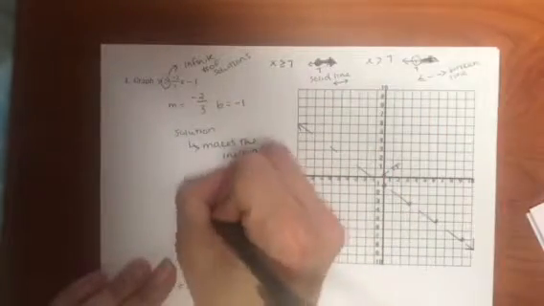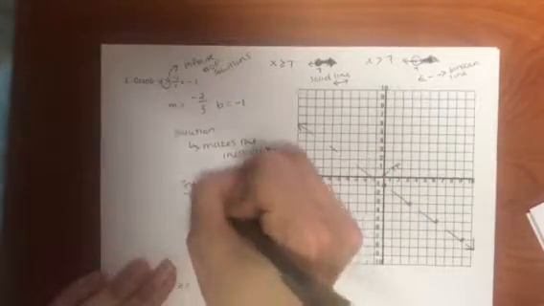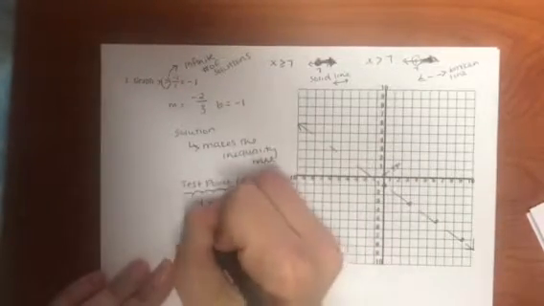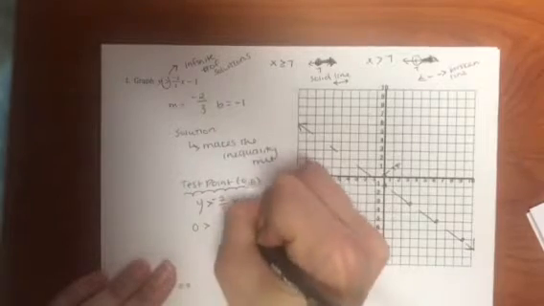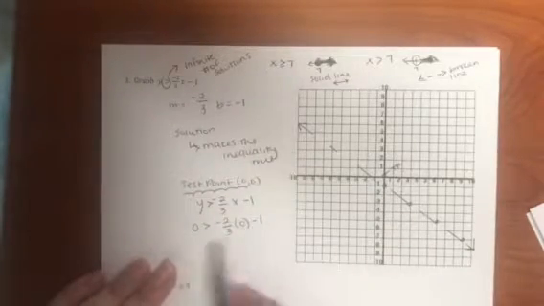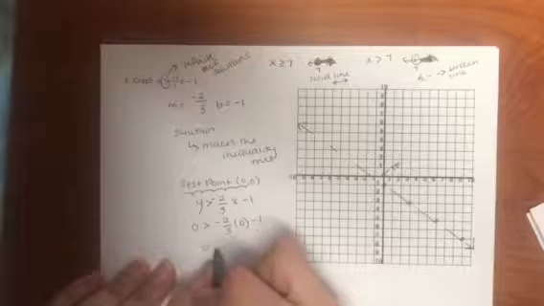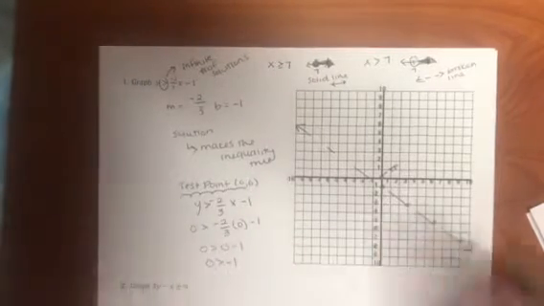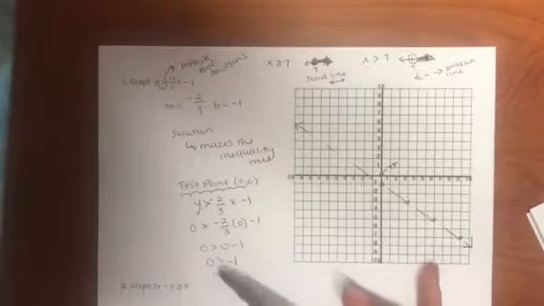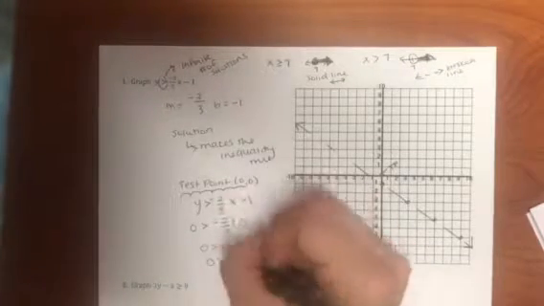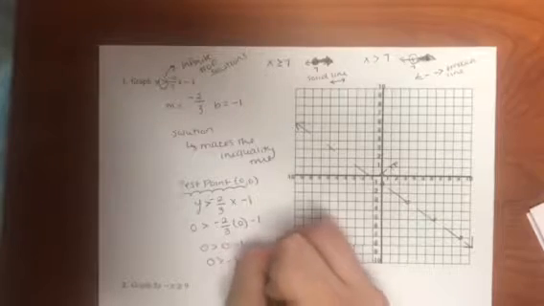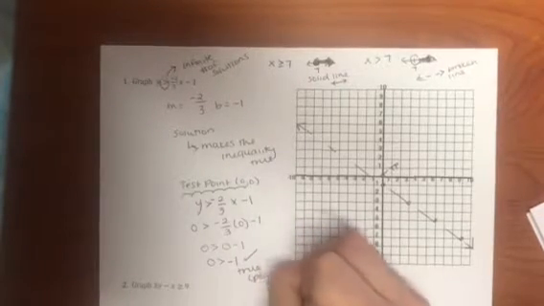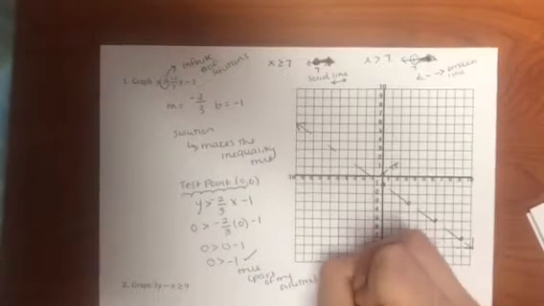So we take our test point and we try substituting to see if it's going to be part of our solution set. So if I have y is greater than -2/3 x minus 1, y is 0, x is 0, and then I just do the math. 0 is greater than 0 minus 1, or 0 is greater than -1. So I think to myself, is this true? Is 0 greater than -1? It is.